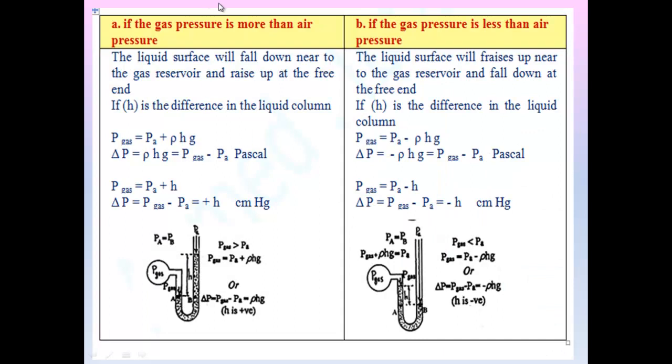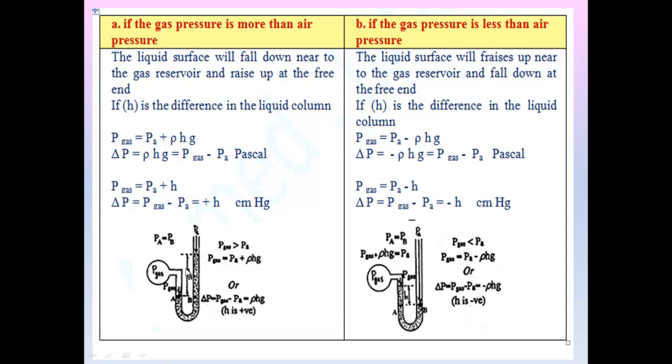Case A. If the gas pressure is more than the air pressure, the liquid will fall down near the gas reservoir and rise up in the free end, and the difference between the two levels is called H. If we consider two points, point A and point B, the pressure at point A equals the pressure at point B. Pressure at point A represents the pressure of the gas.